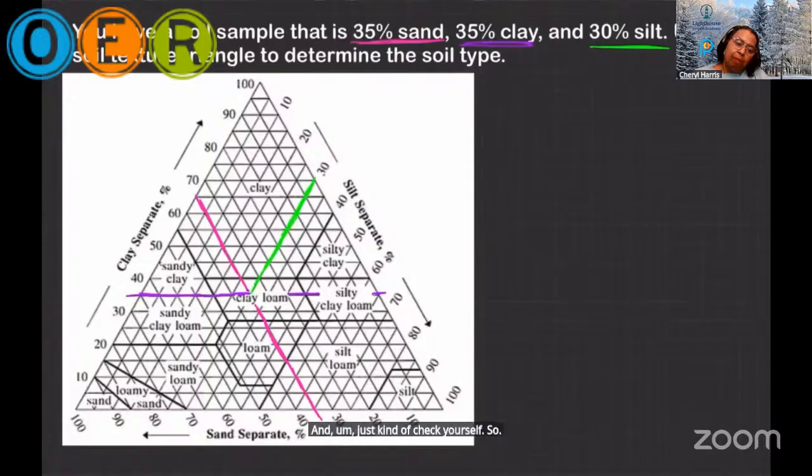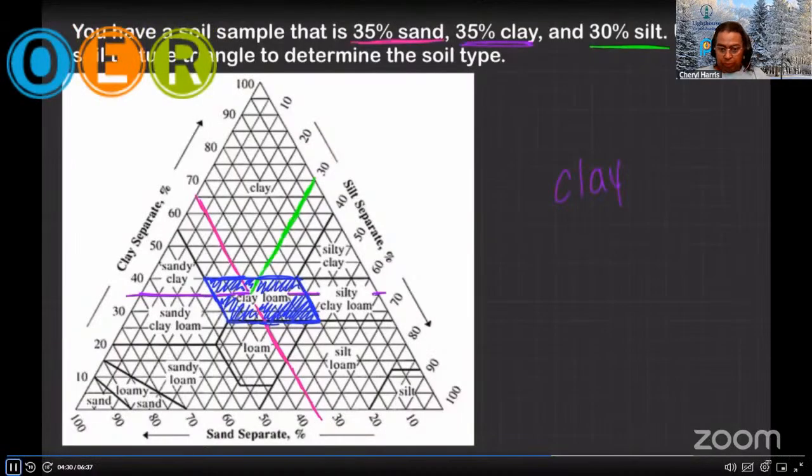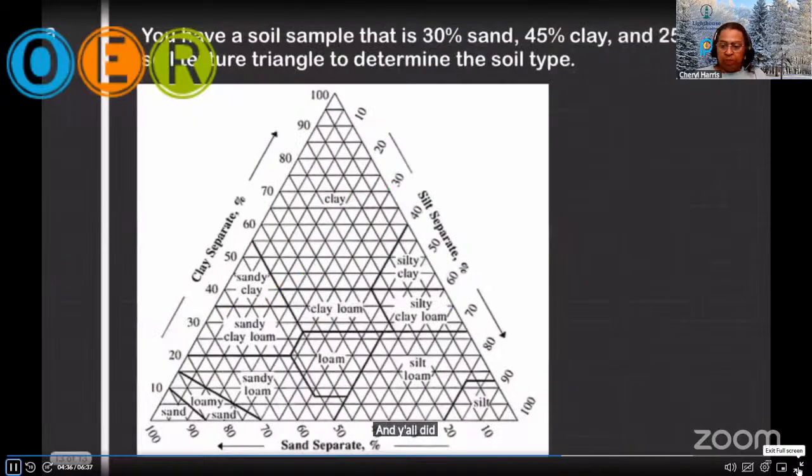So right here, all of ours meet in this clay loam box, and I'm going to outline this clay loam box like this so you can see where it is because it's kind of hard to see. So this one was clay loam. Did you get it right? And y'all did, those of you who submitted it. Okay, now let's try the third one.